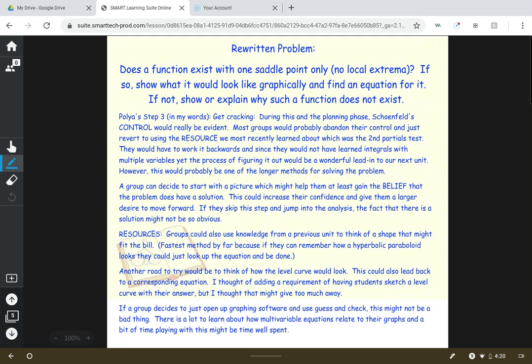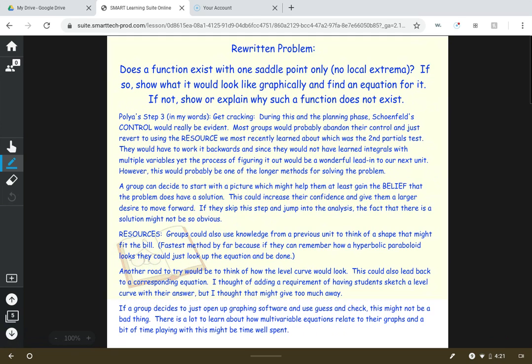All right, so when we get to step 3, which is actually solving the problem, I outlined some of the different approaches, and this is where I was really thinking more about Schoenfeld's control. I'd been having a little bit of trouble nailing down in my own mind what control meant. But then I started thinking about the decision-making process in this problem, and it really does make a difference which path you decide to go down.